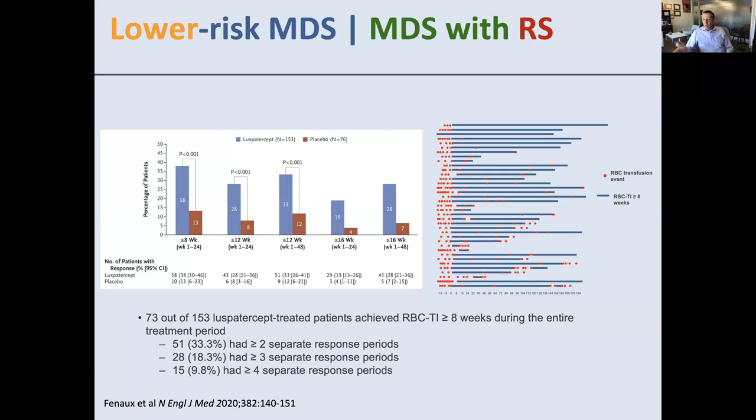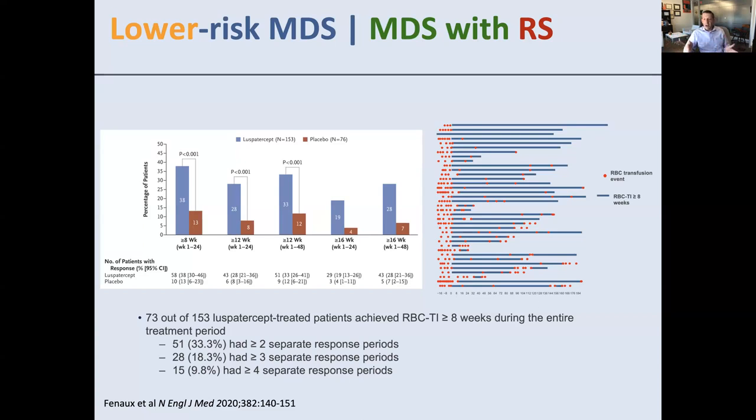One of the things I always point out with the luspatercept study, though, if you look at the right-hand portion of the slide, every red dot you see is a blood transfusion that patients received, and the length of that blue line is how long somebody went without needing a transfusion on the luspatercept. And what you see is that some of those red dots interrupt those blue lines. In other words, someone might have gone for a period of time, let's say 10 weeks without needing a transfusion, then needed one bag of blood, but then may have gone another year or two without needing a transfusion.